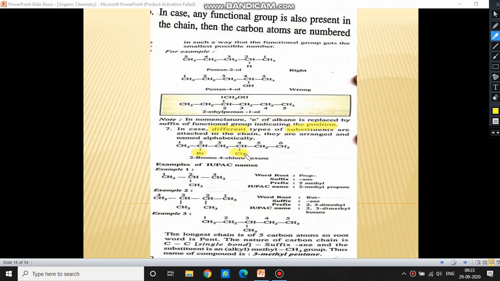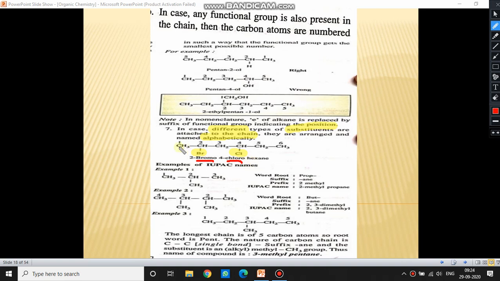Should we name chloro first or bromo? These are halogens, so we suffix their name with O. So it's not bromine, it's bromo, and it's not chlorine, it is chloro. So the rule is we have to name them and arrange them alphabetically. If substituents are more than one, then we have to name them alphabetically. We can see that B comes first, so that is why we are putting bromo first, and C comes later in the alphabet, so C is put later on.